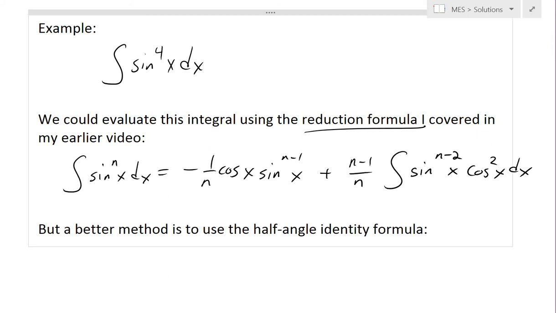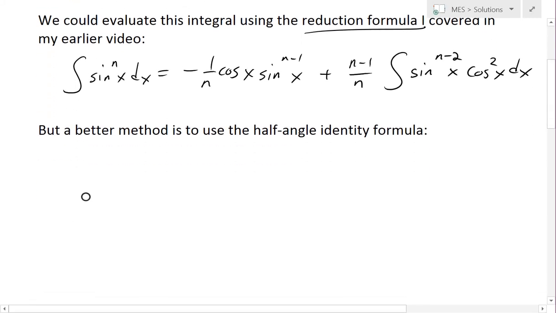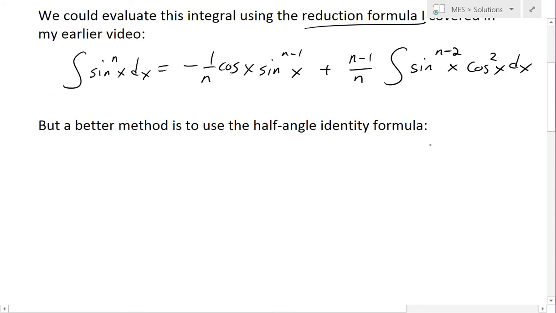But a better method is to use the half-angle identity formula, which I also covered in my earlier video. All the links will be in the video links below in the description, so check those out. I'll use this half-angle identity, which is sine squared of x equals 1/2 times 1 minus cos 2x. It's called half-angle because x is half the angle of 2x.